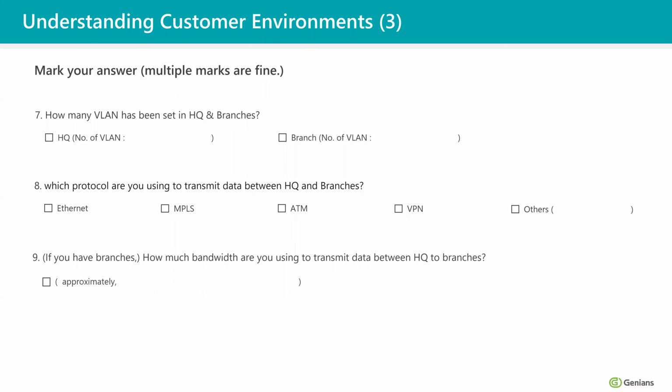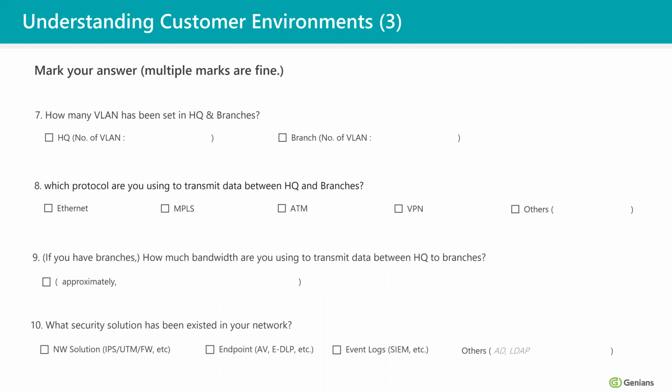Ninth question, if you have a branch, how much bandwidth are you using to transmit data between the headquarters and the branch? The reason I'm asking this question is that the bandwidth speed between the headquarters and the branch has an effect when you set a policy, such as software patch or OS update. So I'm asking you to check this speed, to plan how to handle this case before actual enforcement. But even if the speed between the headquarters and the branch is low, we also have other ways to solve that, so don't worry about it.